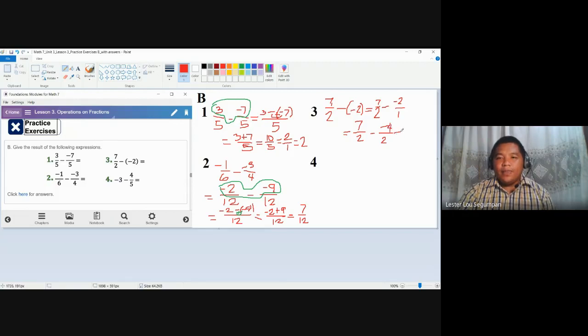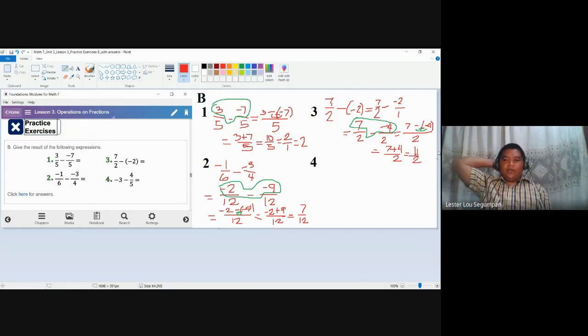Okay. Then we copy the denominator, and we operate the numerator following the operations of integers. So you have 7 minus negative 4. Another double negative property is found here. So we will have an expression equivalent to 7 plus 4 all over 2. 7 plus 4 is 11, and then you copy the denominator to get 11 halves. No need for it to be changed into a mixed fraction. It stays as an improper fraction. That is our final answer.